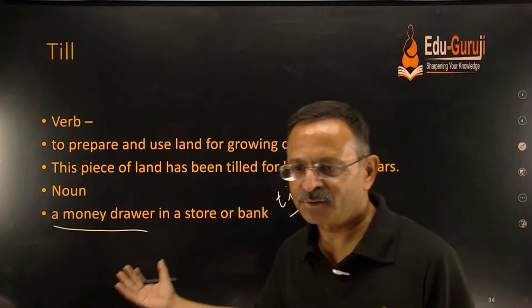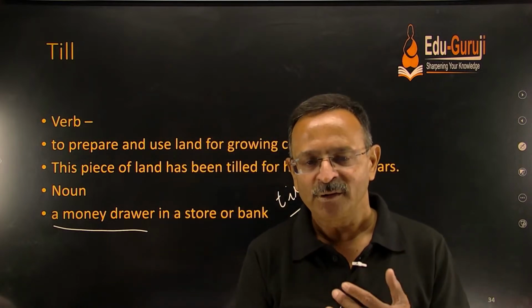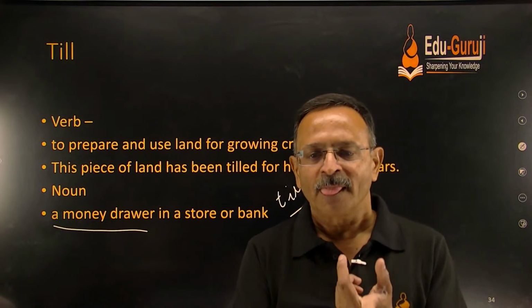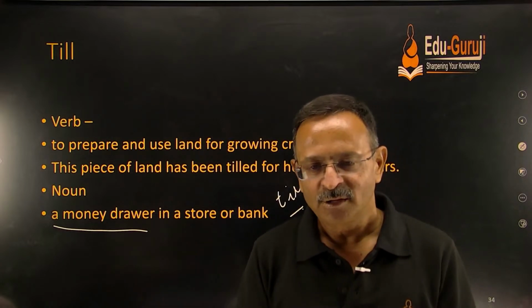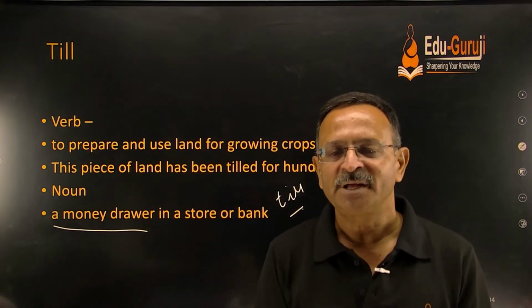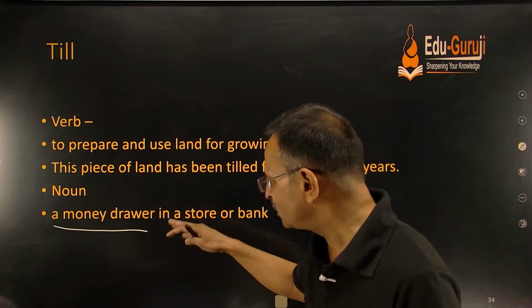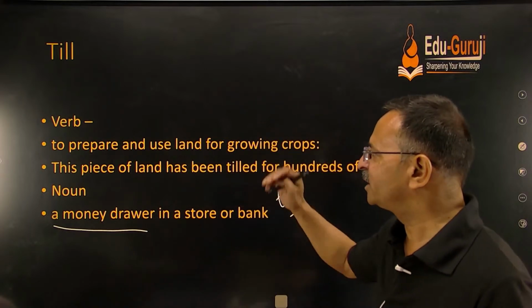So you have four uses of the word till: as a noun, as a verb, as a preposition, and as a conjunction. Preposition and conjunction more or less have the same meaning, that is, up to a certain time. As a verb it means to prepare the land for growing crops, and as a noun it means a money drawer, right? So this is how we can use it.